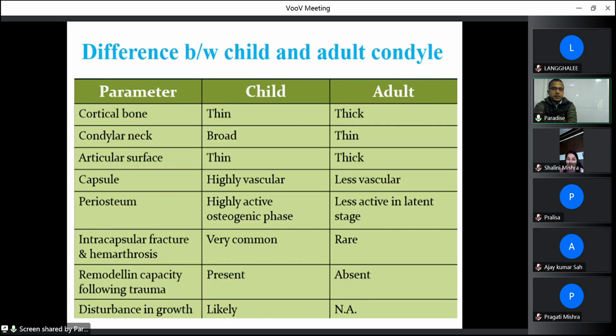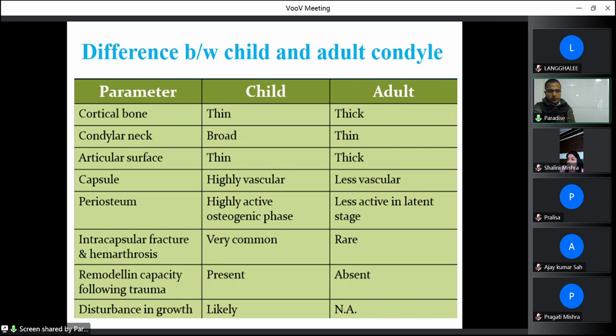So, the difference between child and adult condyle. The cortical bone is thin in case of pediatric patient and it is thick in adult. That's why the cortical bone does not fracture in adult. Condylar neck is broad in pediatric patient. That's why most of the time the condylar neck does not fracture in the pediatric patient. The condylar head fracture takes place in adult. The condylar neck is thin as compared to condylar head. Articular surface is thin in case of child. It is thick in adult.